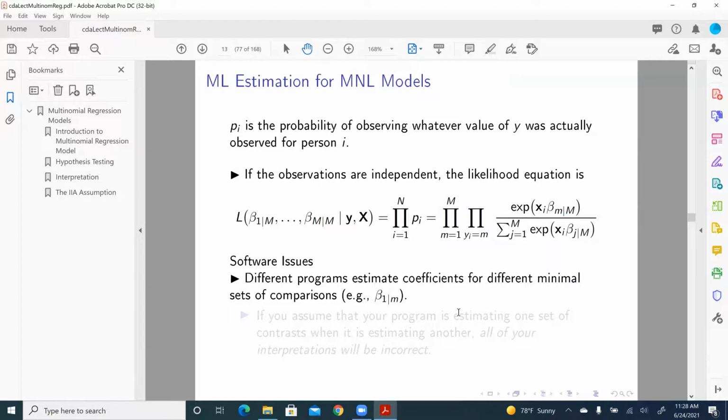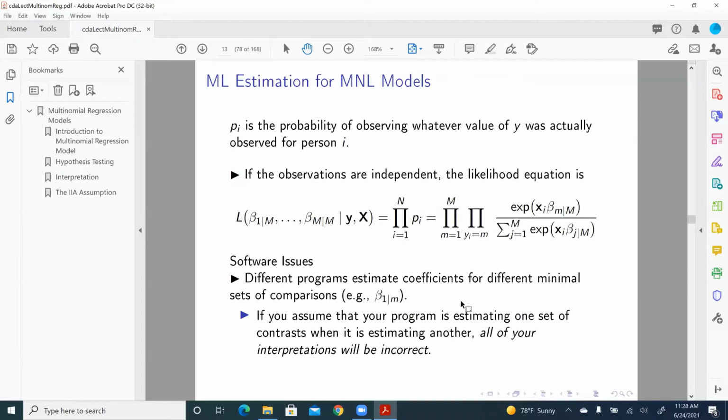There are also software issues involved. Different programs estimate coefficients for different minimum sets of comparisons. If you assume that your program is estimating one set of contrasts when it is estimating another, all of your interpretations will be incorrect. So you've got to be careful which minimum set of coefficients your software program estimates.